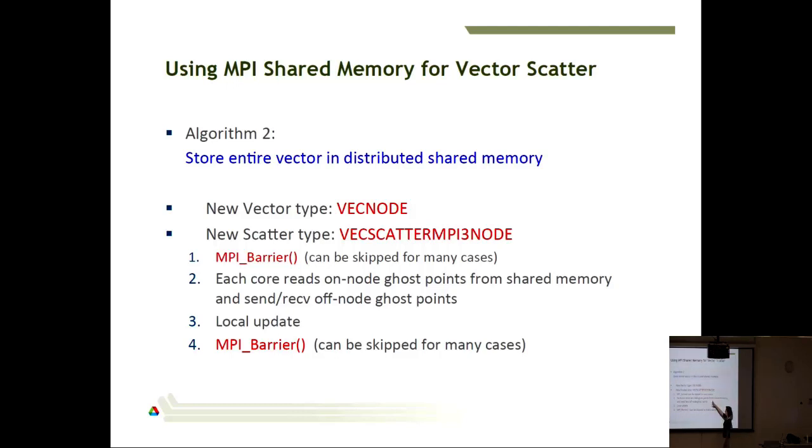So the basic idea this time is we put the entire vector in shared memory. And then each core can have direct access, instead of just writing the ghost points. So each core reads unknown ghost points from shared memory. And then for off-node, we can do send and receive. And then we do the local update. So this is the second algorithm.